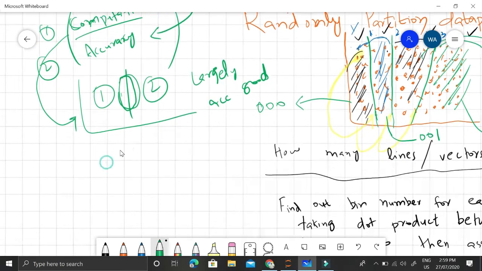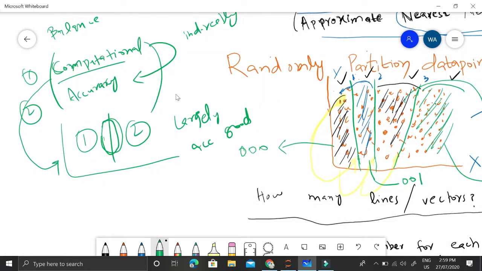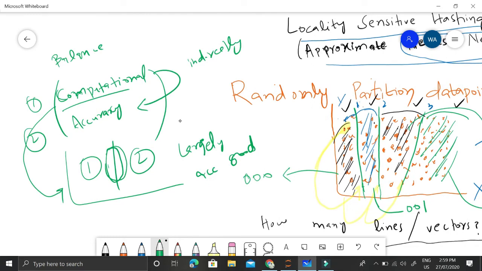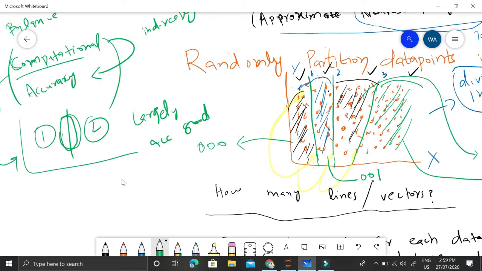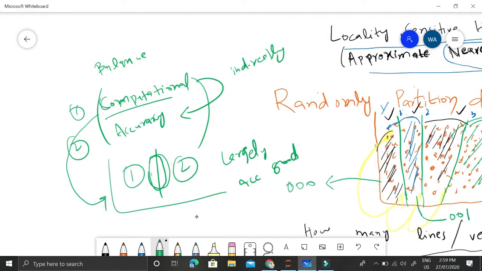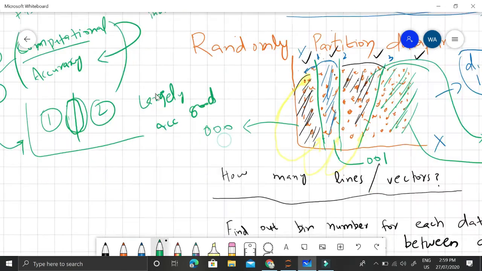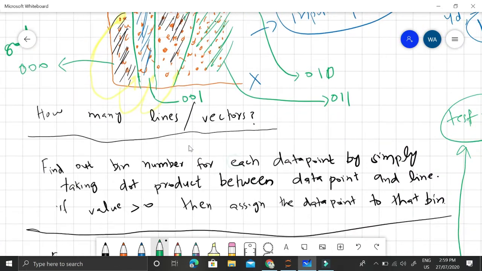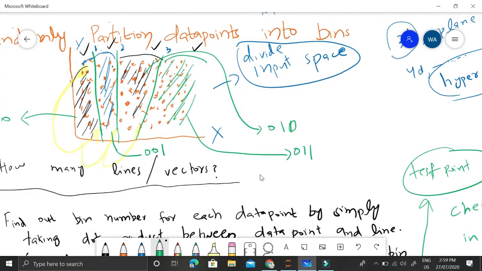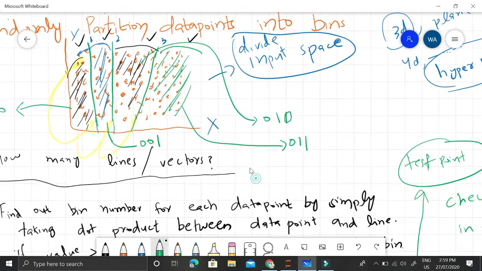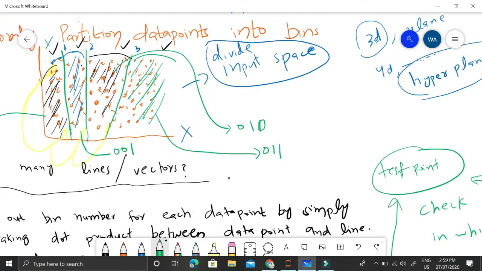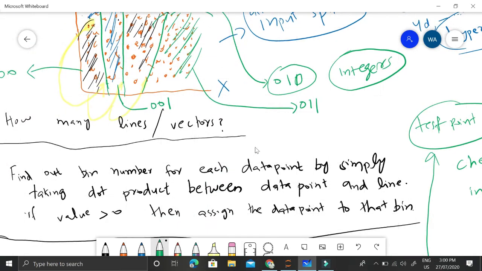Okay, what do we do then? We randomly increase the number of lines. We will look at the effect on computation and accuracy based on different numbers of random lines in our notebook. We will explore this relationship, but generally it is an inverse relationship. We should know that. Okay, once we have this basic understanding, there is one more detail to grasp, that is to convert these binary numbers into integers. Why do we do that? It's easier for calculation, and we'll be looking into that.